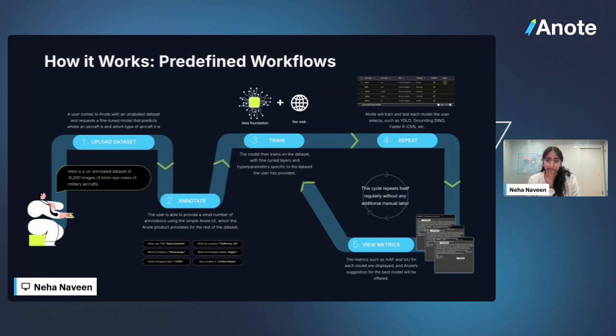First, the user comes to Anode with her data set, which is unlabeled in this case, and she requests a fine tuned model that should predict where an aircraft is and which type of aircraft it is in this particular scenario. When the user uploads this data set, the Anode product is supposed to help with annotations.